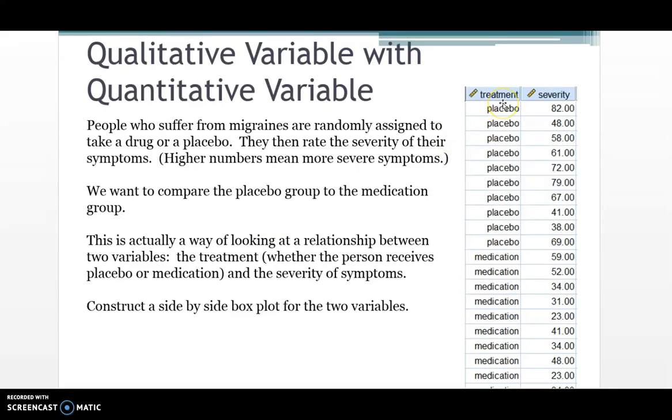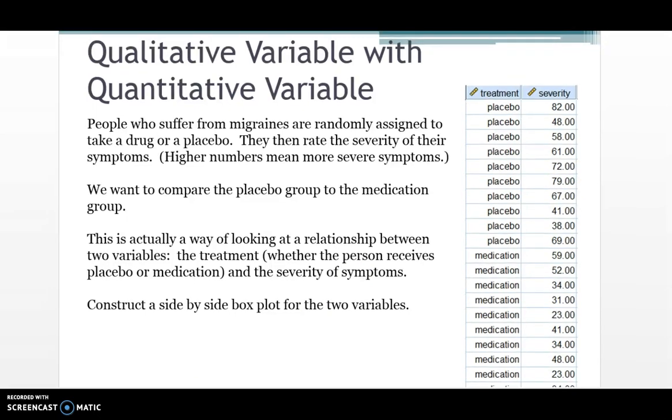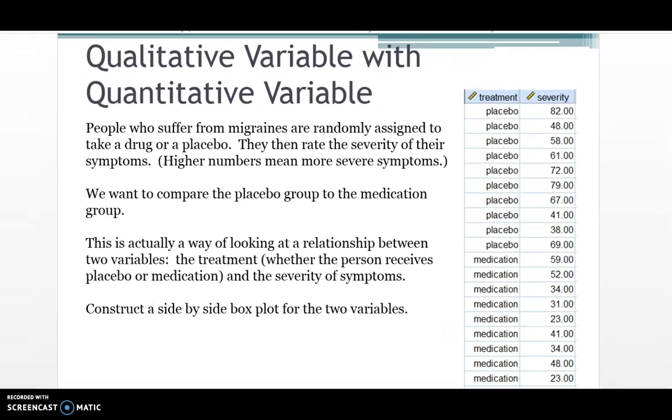Basically we have treatment, which is a qualitative variable, and severity of the migraine, using numbers to represent it as quantitative. We want to see if there is any difference between these two groups. So treatment here can be considered as a factor, which would affect the severity. When we are using SPSS, we're going to do analyze and explore.